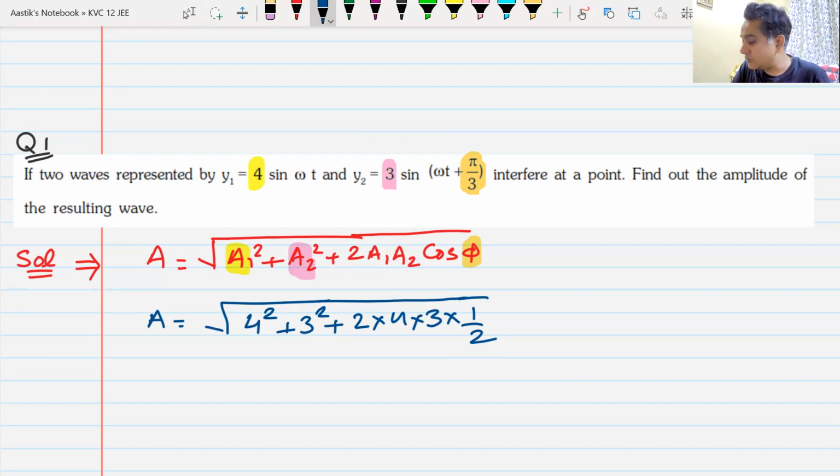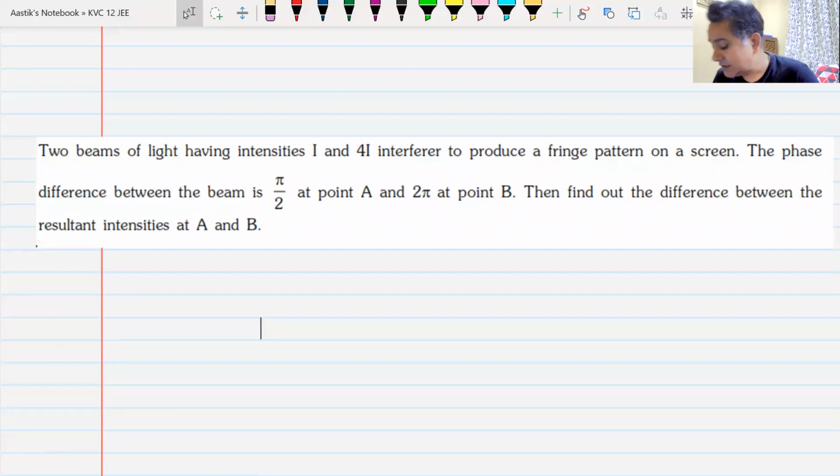The first thought that should come into your mind is that the question is simple. Let's see who can do this. Two beams of light having intensities I and 4i, so the intensities are not the same, remember, are interfering to produce a fringe pattern. What is this fringe pattern? Don't worry, it is some technical word that we will understand as we go on.